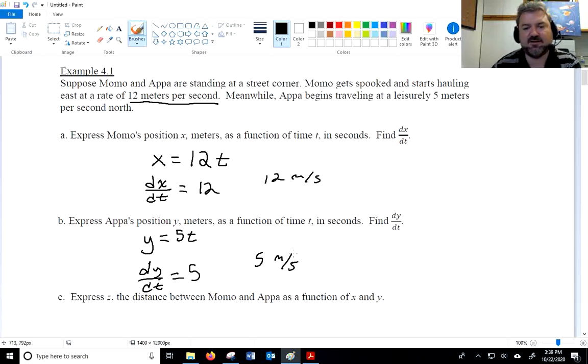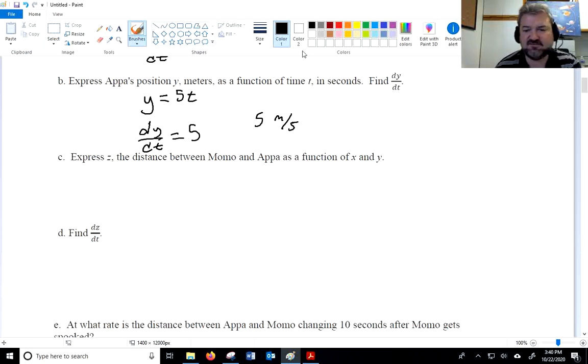Now I want to point out, in this particular situation, we're assuming that Momo and Appa are starting at the origin, but it wouldn't make any difference if I had said that Appa began 17 meters north of Momo. Then we might have a plus 17 in the position, y equals 5t plus 17. But when I take the derivative with respect to t, the plus 17 is a constant, and it goes away. So either way you slice it, dy/dt is 5 meters per second.